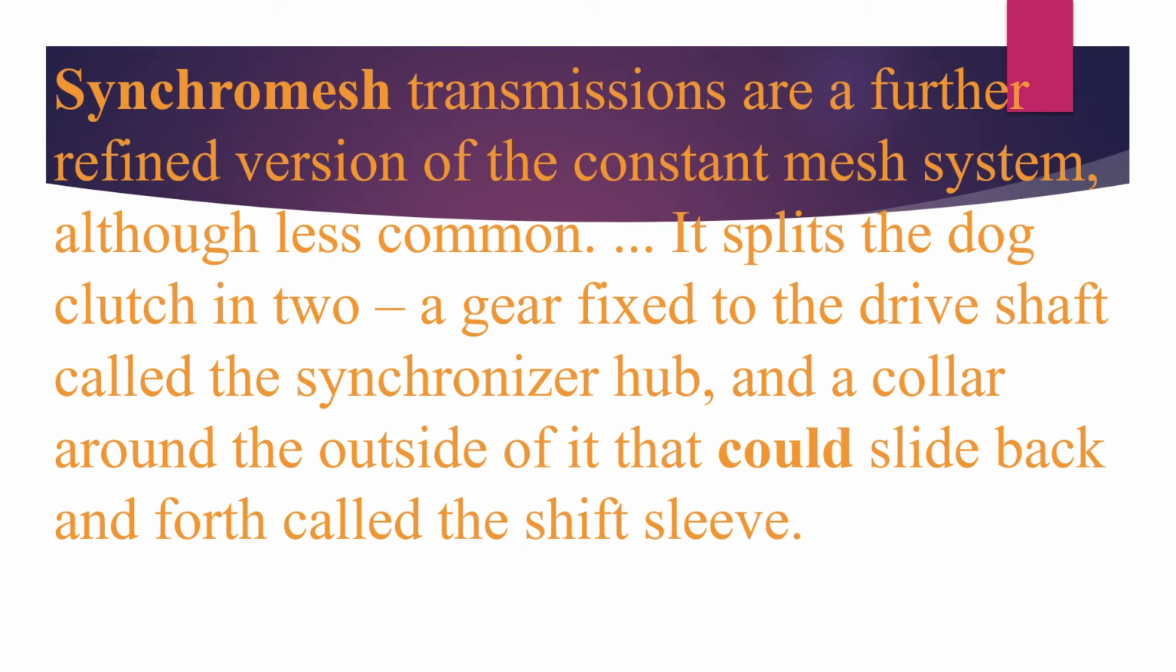Synchromesh transmissions are a further refined version of the constant mesh system. Although less common, it splits the dog clutch into two: a gear fixed to the drive shaft called the synchronizer hub, and a collar around the outside of it that would slide back and forth, called the shift sleeve.